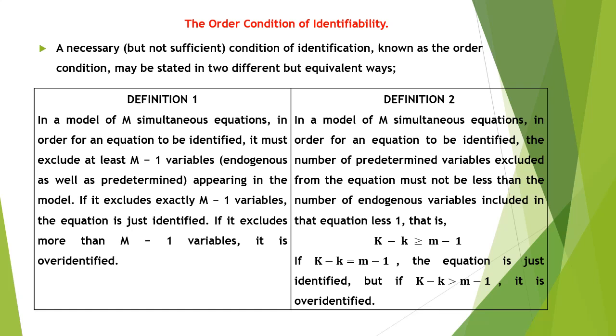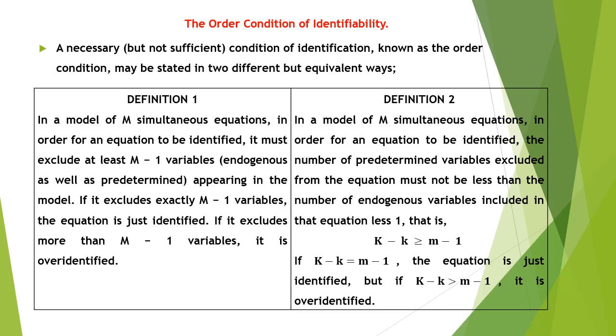The order condition can be stated in two different but equivalent ways. The first definition is that in a model of M simultaneous equations, in order for an equation to be identified, it must exclude at least M minus 1 variables appearing in the model. If it excludes exactly M minus 1 variables, the equation is just identified. If it excludes more than M minus 1 variables, it is over-identified.